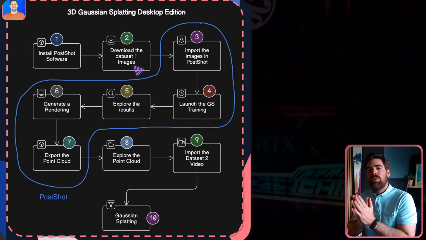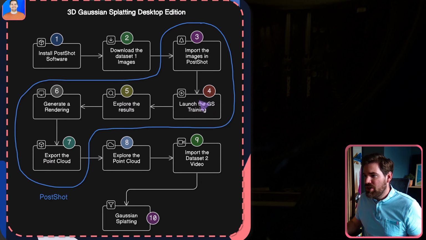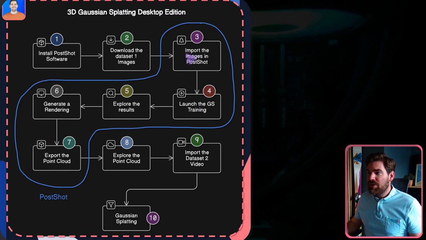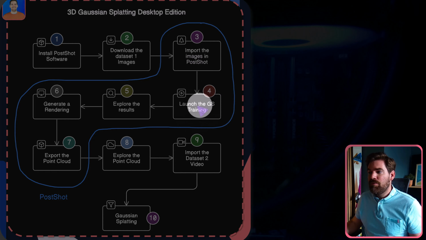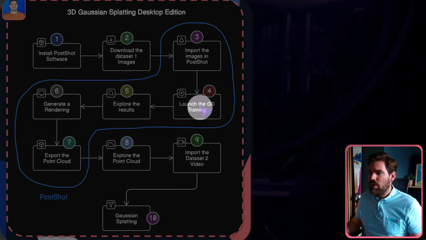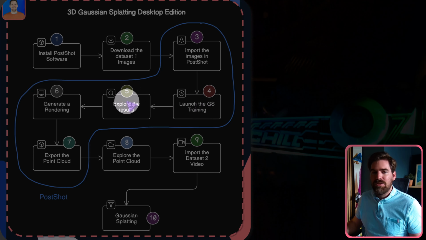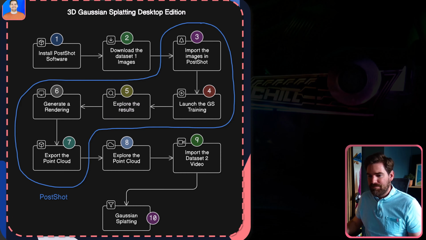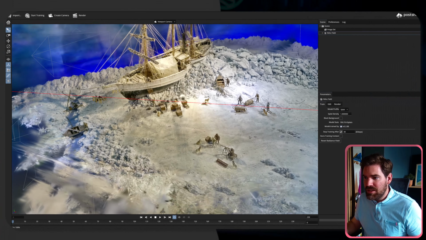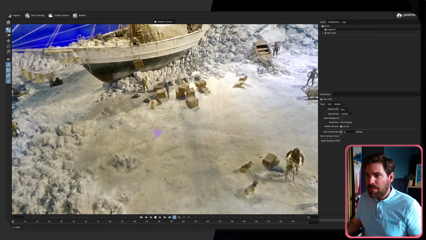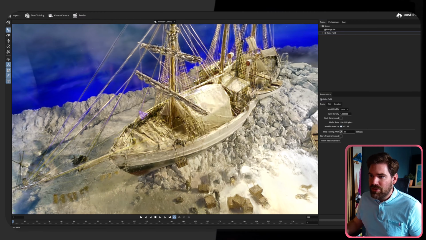So what we did here is to launch the GS training. Once we imported our images into Postshot, the Gaussian splatting training was launched automatically. And now it's time to explore the results. And as you can see, it looks pretty damn magnificent, right?